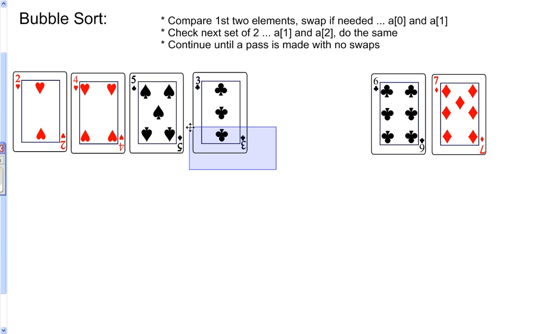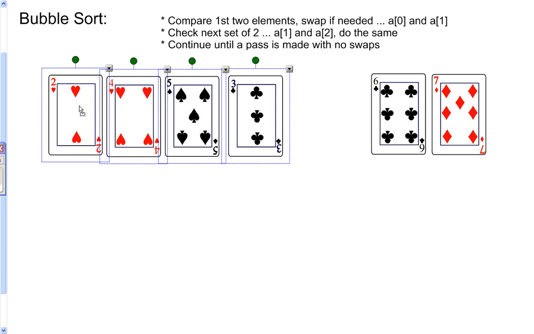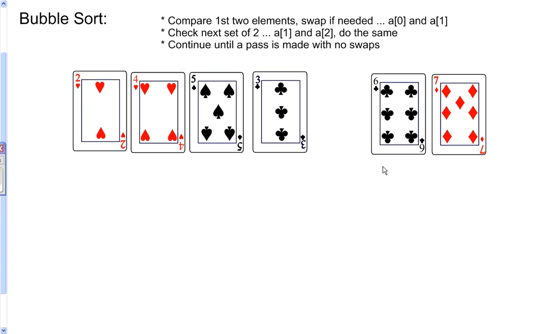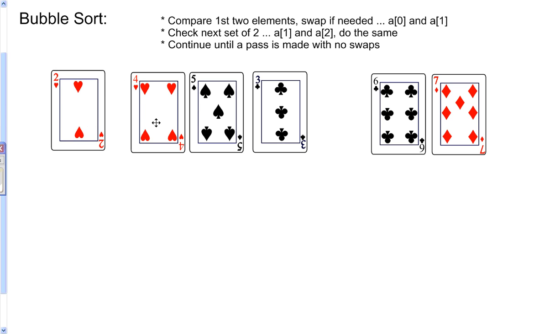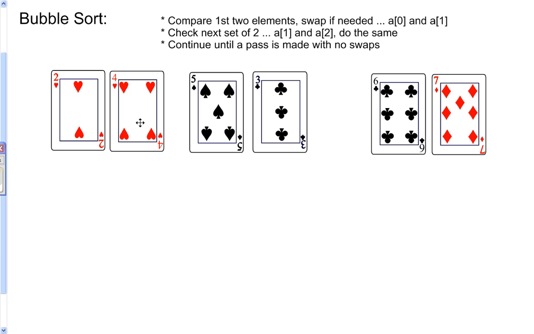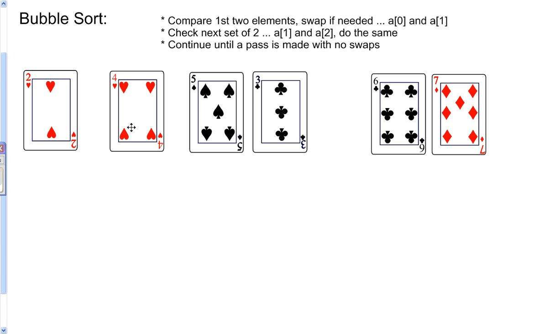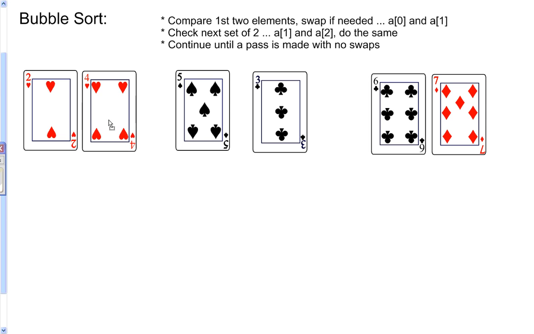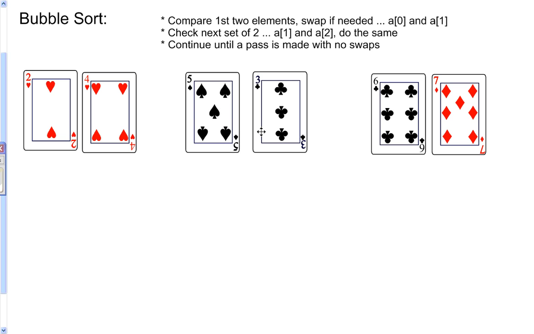Now after 2 passes, we have 2 elements in the correct position, and those 2 elements happen to be the largest 2 elements. That's basically what happens in the bubble sort. So on my third pass, again, I'll compare a set of 2. The 2 and the 4 do not need a swap. The smaller stays in its position, the larger moves on to be tested. The 4 and the 5 do not need to be swapped. The smaller stays in its position, the larger moves on to be tested.